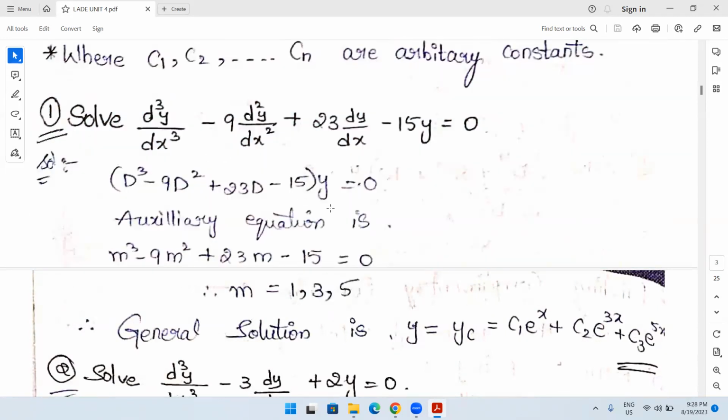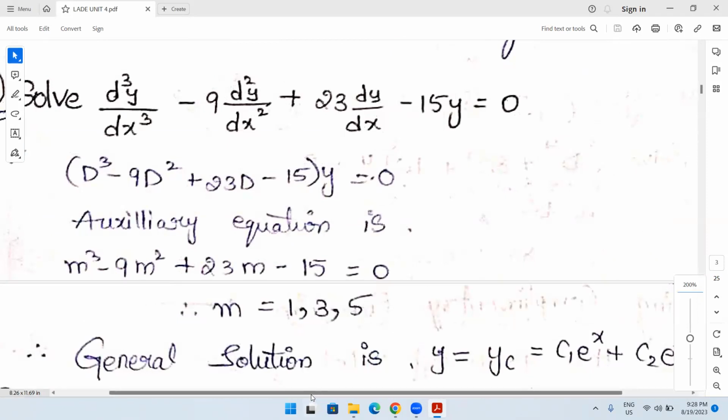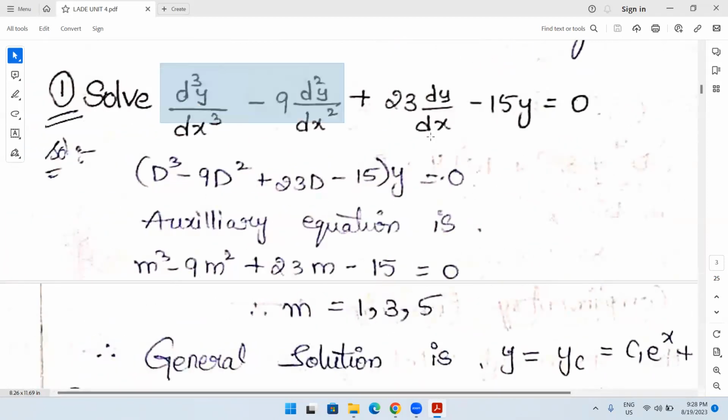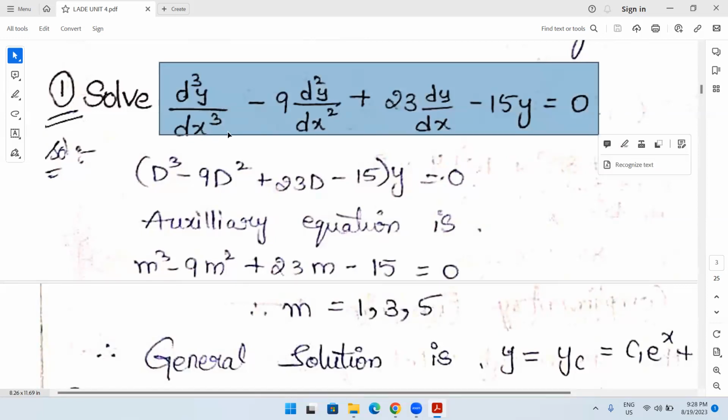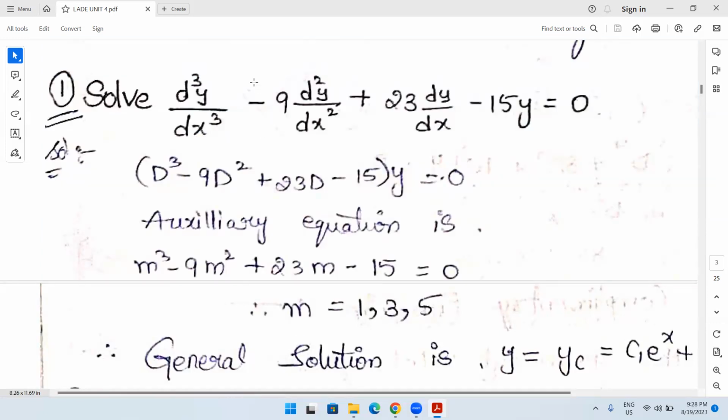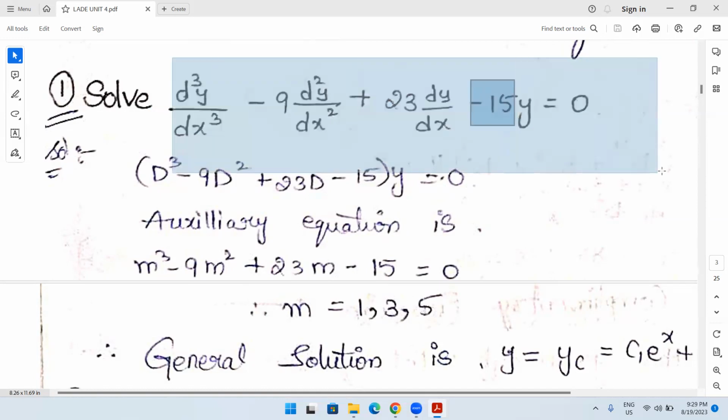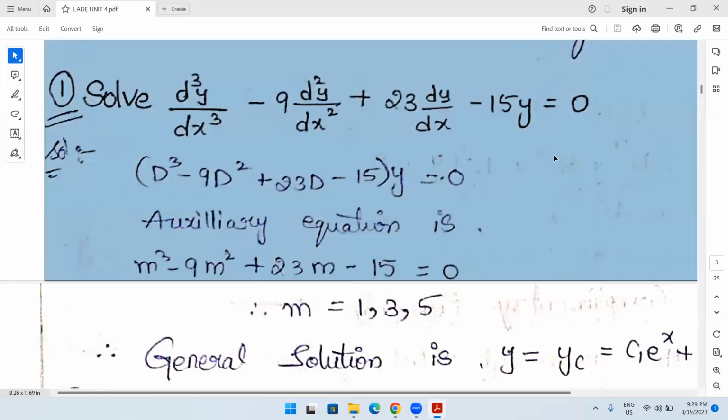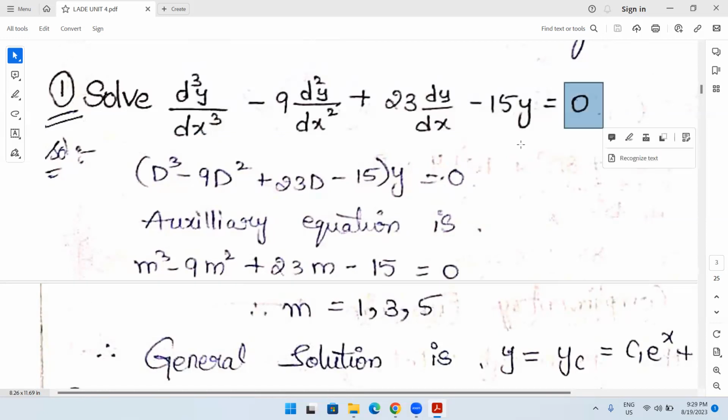Here we have to consider a few things about this differential equation. This is a differential equation of order 3. That means it is a higher order differential equation. Second, see the coefficients. The first coefficient will definitely be 1. The remaining minus 9, plus 23, minus 15, the coefficients are all constants. So this is a higher order differential equation with constant coefficients. Third, the right hand side is 0. If the right hand side is 0, that is called a homogeneous linear differential equation with constant coefficients.